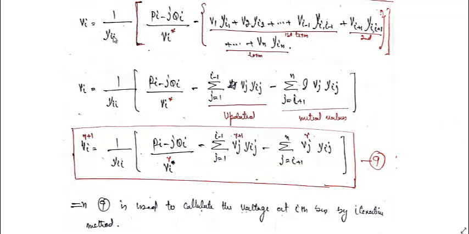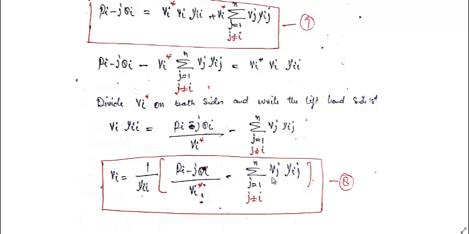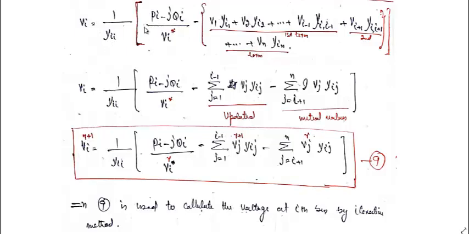Now I'll first open this equation, this summation term. So Vi will be 1 by Yii, Pi minus Gqi over Vi star is the same term. This will be V1 Yi1 plus V2 Yi2 plus dash Vi minus 1 Yi, i minus 1, because here j is equal to i minus 1, plus Vi plus 1 Yi, i plus 1. This is the second term from this. Dash up to Vn Yin, because in between these two we have the term Vi Yii that has been taken to this side. That's why I have shown you these terms.